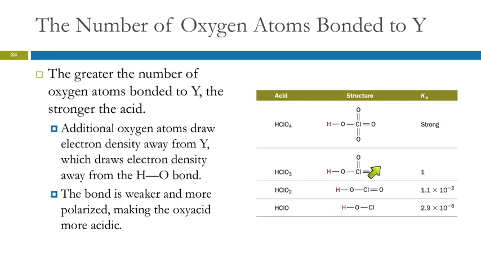Here we have 2 additional oxygens pulling electron density away. So we've got 4 oxygens, 3 oxygens, 2 oxygens, and only 1 oxygen. And we see that as the number of oxygens decreases, so does the Ka, so does the strength of the acid. So this helps us to understand why perchloric acid is a strong acid, but chloric acid is not. Any questions?